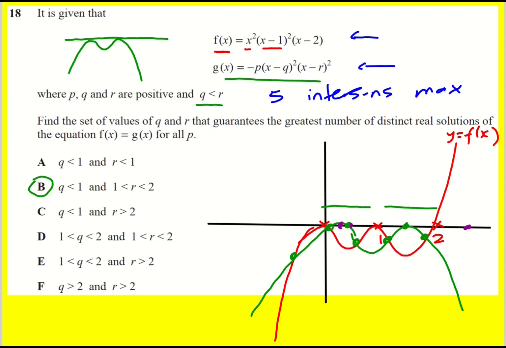I think it's quite hard, this question, personally. But draw a good sketch of the red curve, draw a good sketch of the green curve, then think about how we can guarantee 5 solutions, and it's got to be this one here.